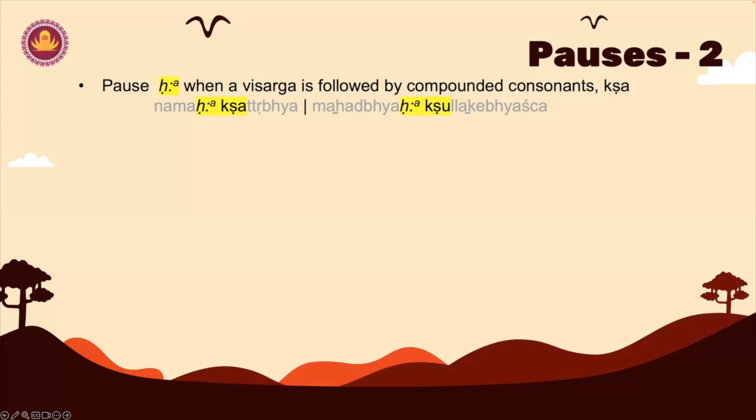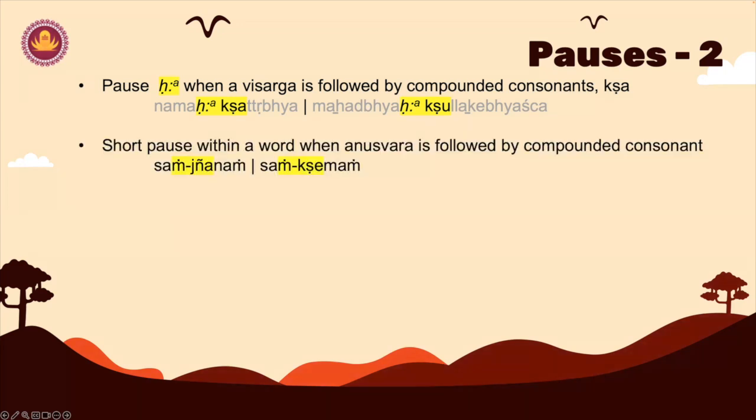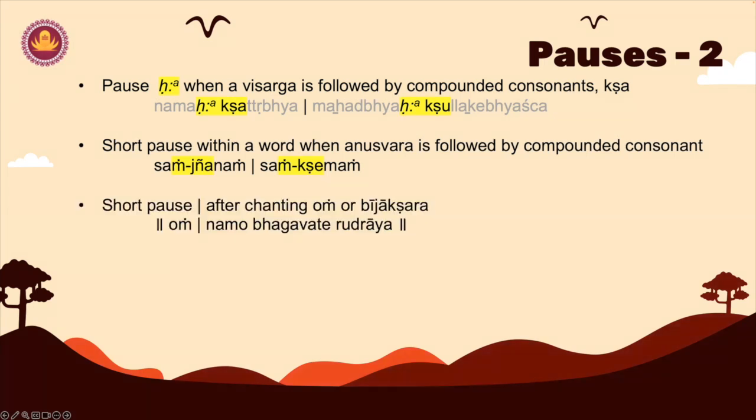Adhaha kshamacharah. When an anuswara, which is the M with the dot above, is followed by another compounded consonant, jnana or kshema, there you have to take a brief pause. Sam jnanam, sam kshemam.